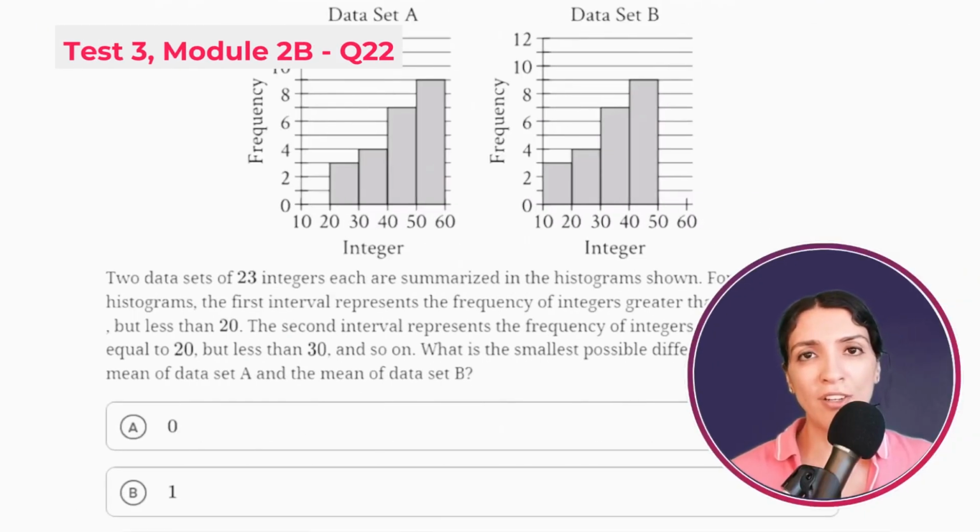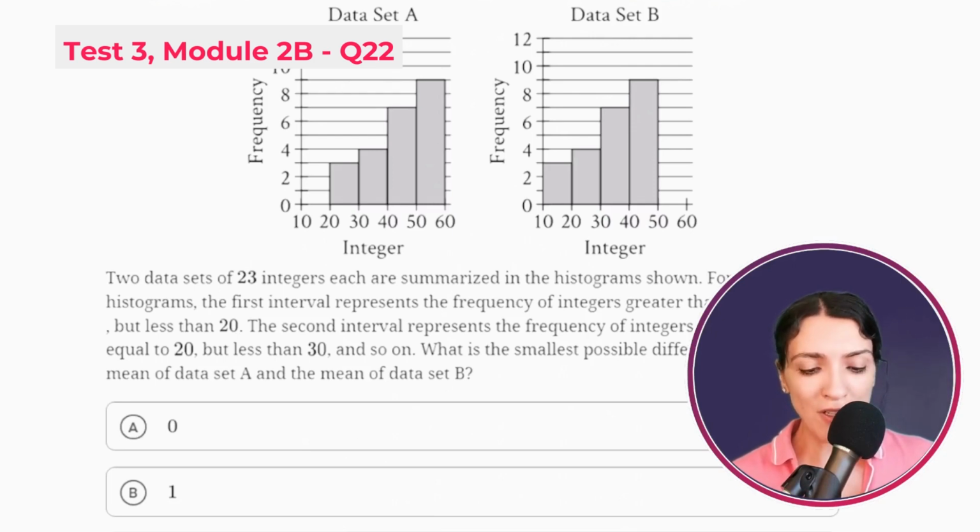This is one of the harder questions on the practice test. We're given the frequency plots of 2 data sets, and we're asked how can we get the smallest difference between the means of these 2 data sets. But since it's on a standardized test, we'll see that we can find a pattern between these 2 sets.